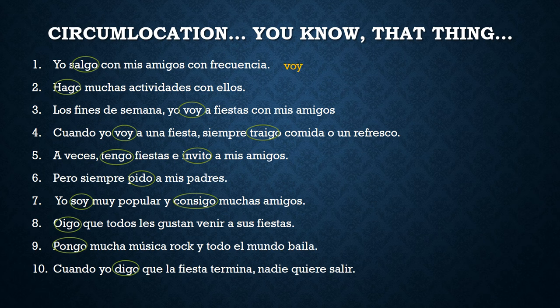I had voy. Now, salgo con means I go out with, not really I leave with, but you could replace salgo with voy. Instead of I do a lot of things, you could say I like a lot of things. I like a lot of activities. Again, not quite the same, but it would get your point across. Instead of saying I go to parties, maybe I walk to parties. Maybe you came up with something different.